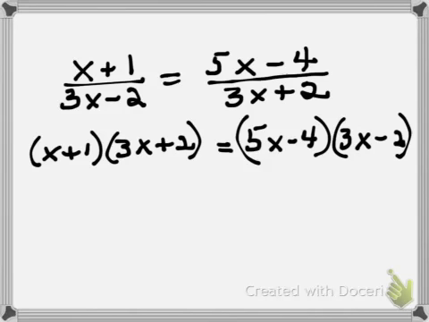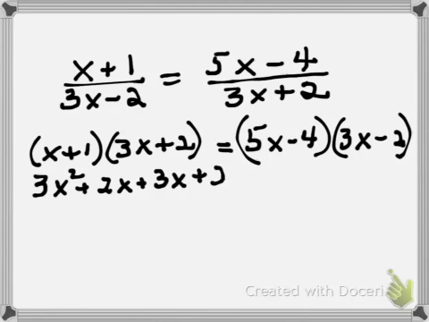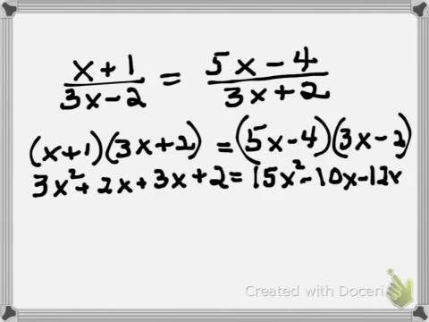All right, now I want to expand, multiply these out. 3x times x is 3x squared. The outside is positive 2x. The inside is positive 3x. And 1 times 2 is 2. On the right-hand side, 5x times 3x is 15x squared. The outside product is negative 10x. The inside product is negative 12x. And the last terms of each is positive 8.